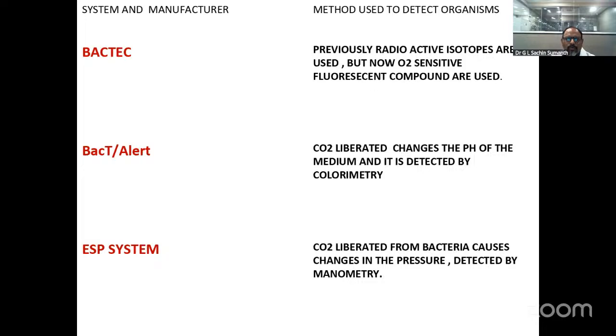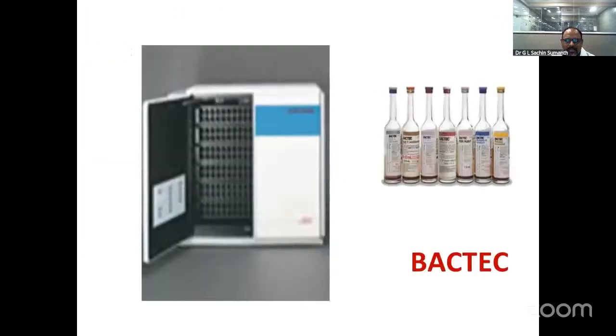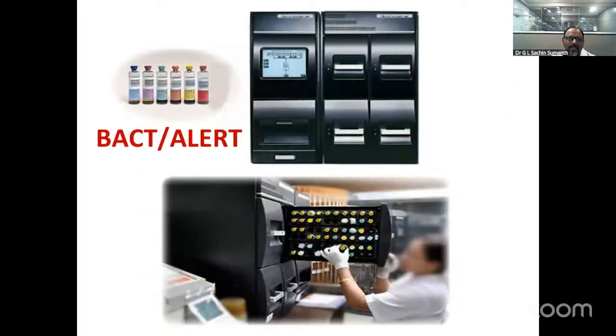A fluorescent compound can be used, whereas in bacterial culture they use a colorimetric method that I'll discuss in coming slides. These are the blood culture bottles that BACTEC from BD Diagnostics uses for blood culturing, and this is the machine that we use regularly in BDC from bioMérieux. We have color-coded bottles. Yellow is for pediatric, green is for adult, and some are for anaerobic culture also.